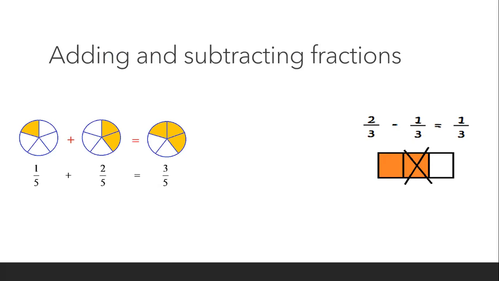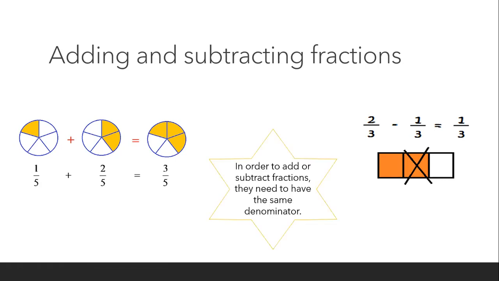Look at these examples. I have an addition here. I have 1/5 plus 2/5, and I just go ahead and add the numerators and my denominator stays the same. It's the same with the subtraction. I only use the numerators and my denominators stay the same. So in order to add or subtract fractions, they need to have the same denominator. You cannot add or subtract fractions with different denominators.